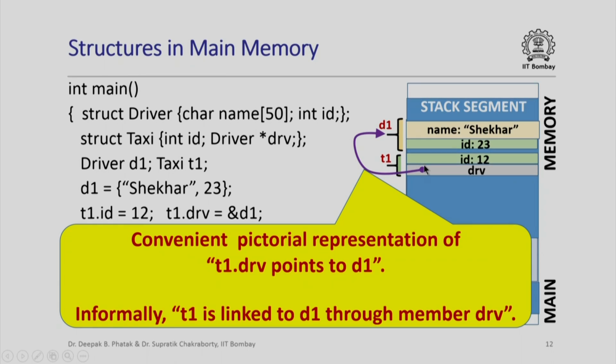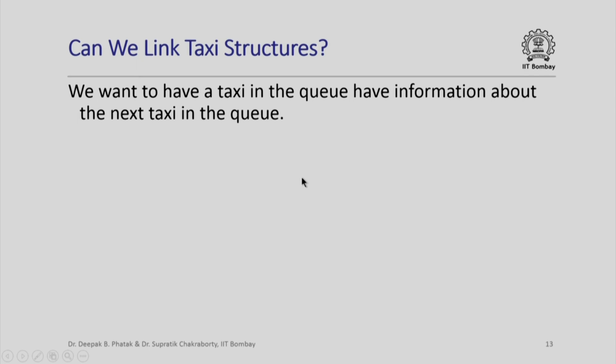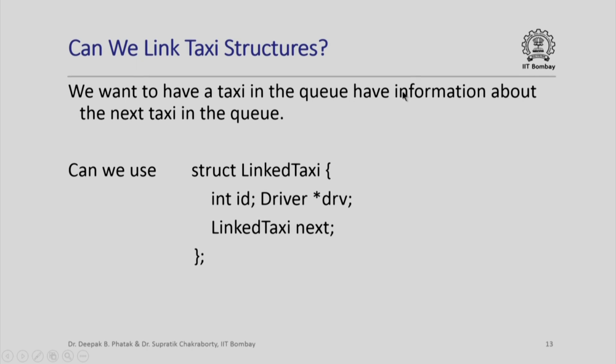Now that we have seen how two objects in main memory can be linked, one might ask: can we link the taxi structures that we have seen earlier? Basically, we want a taxi in the queue to also have information about the next taxi in the queue. So can we link these taxi structures? In order to have a taxi have information about the next taxi in the queue, can we use a structure like this, where the structure name is linked taxi and it has the usual members ID and DRV as before, and it also has a member next which is of the same structure type linked taxi?